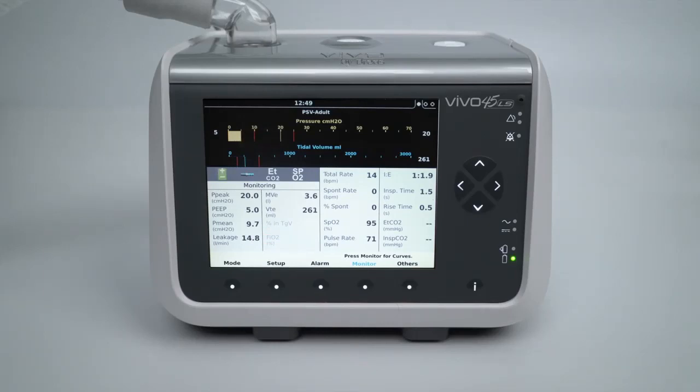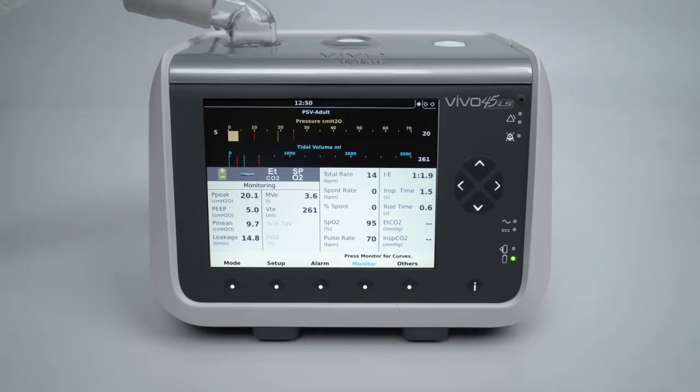The third column starts with total rate, which displays the actual total breath rate independent of whether the breaths are patient or ventilator-triggered breaths. The next value is the spontaneous rate, followed by spontaneous percentage. This value is a measured percentage of spontaneous breaths calculated since the ventilator was last started. The value is not displayed until 100 breaths are registered.